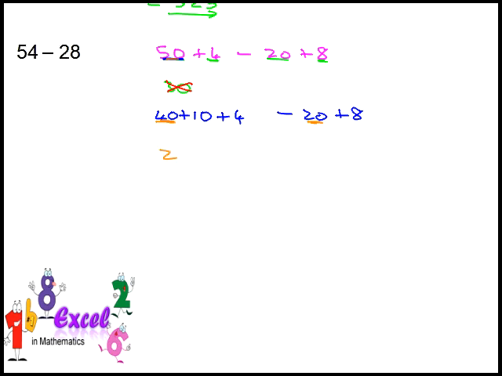So 40 minus 20 is 20. And then we've got 10 plus 4, which gives us 14. And 14 minus the 8 will give us 6. So it's plus 6, giving us an answer then of 26.